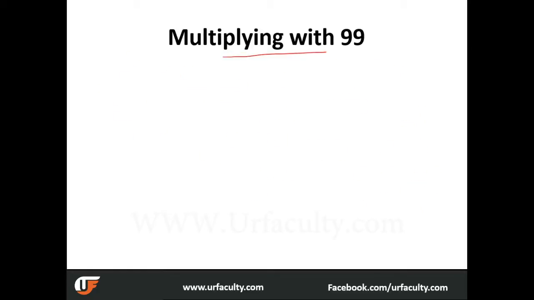Multiplying with 99. Here I'm just taking an example of a larger number, 757 into 99. So as I told you in the previous problem, the base here is 100, right? So I draw a separator here, just before the hundreds place. This is the tens place, this is the ones place.